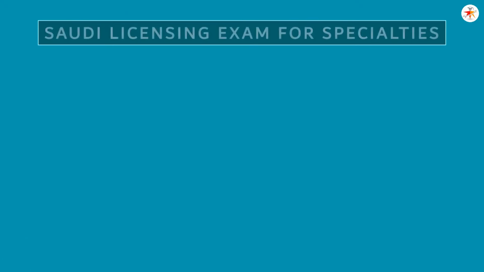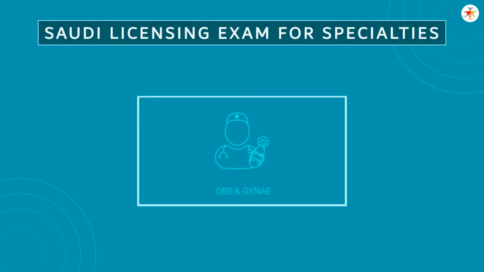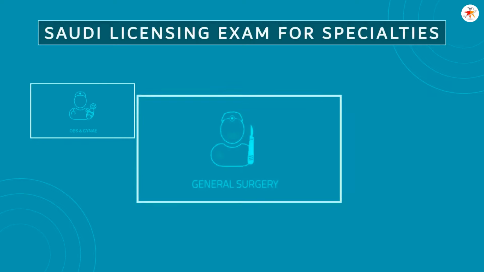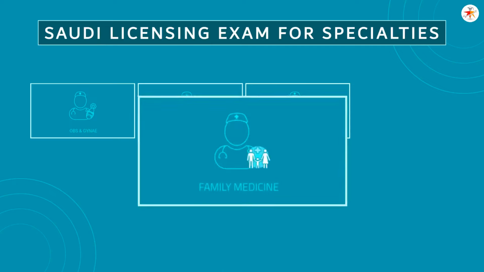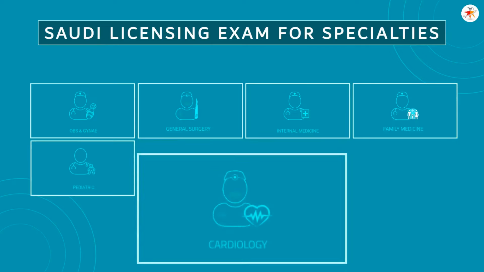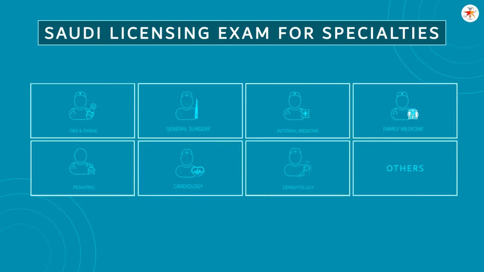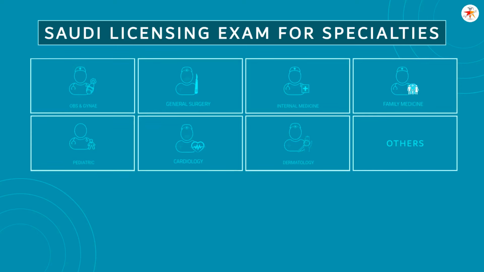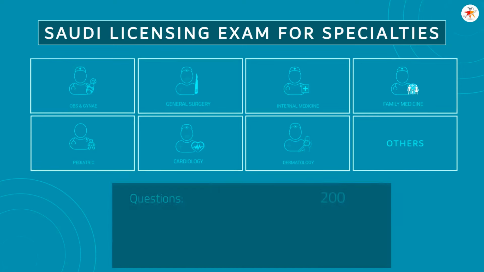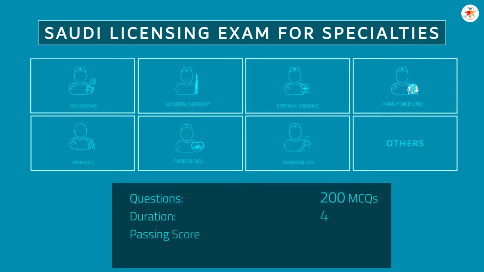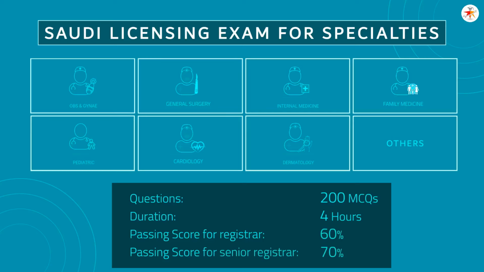Saudi licensing exam for specialties, such as OBS and Gynae, general surgery, internal medicine, family medicine, pediatrics, cardiology, dermatology, and others, consists of specialty-related questions. Each of these specialty exams consists of 200 MCQs with 4 hours duration, having a passing score of 60% for registrar, and 70% for senior registrar.